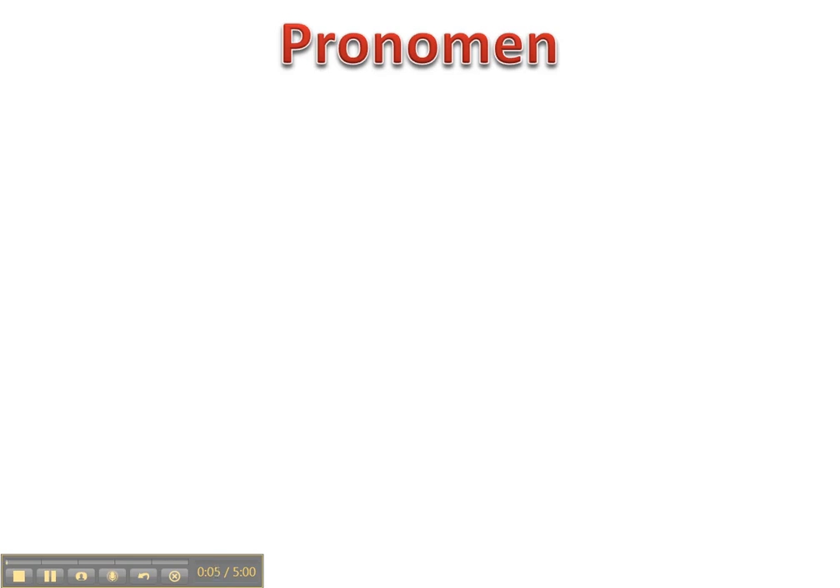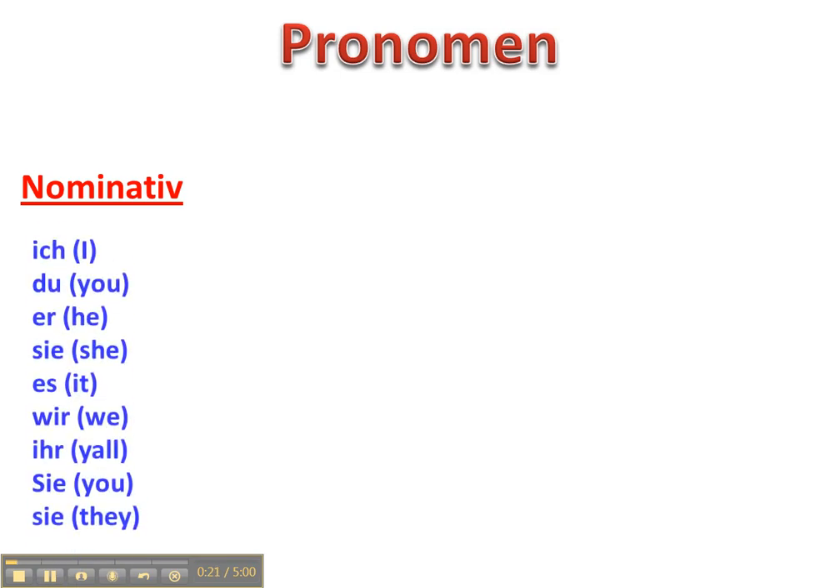Today I wanted to talk again about pronouns in German and kind of review all of them, including the subject pronouns, direct object pronouns, indirect object pronouns, and the reflexive pronouns. So we're going to start with the nominative. Nominative is your subject pronoun. So these include ich, du, er, sie, es, wir, ihr, the polite you, Sie, and then sie.